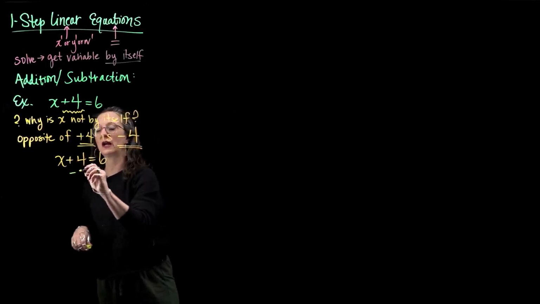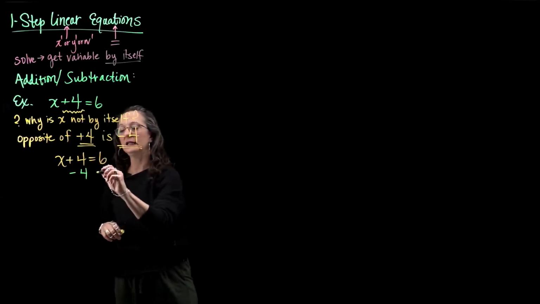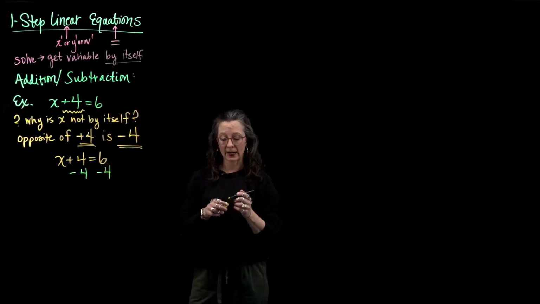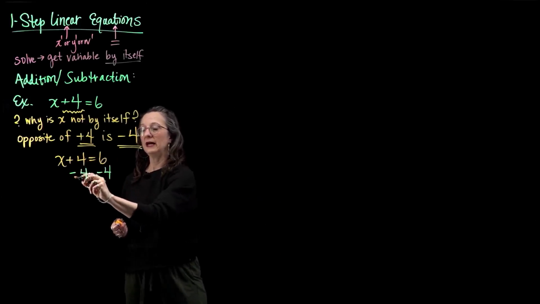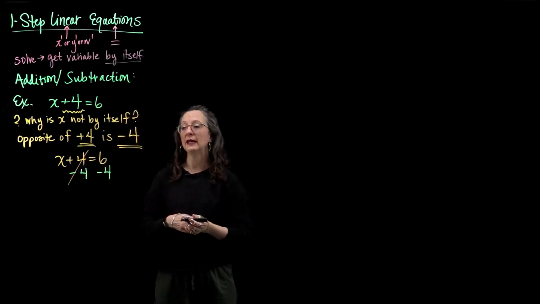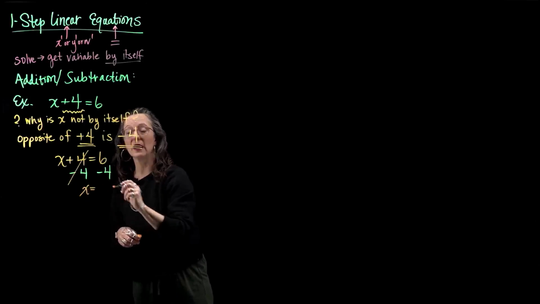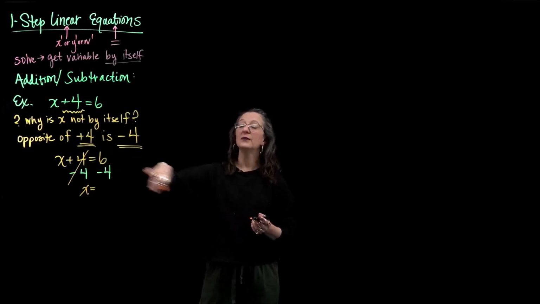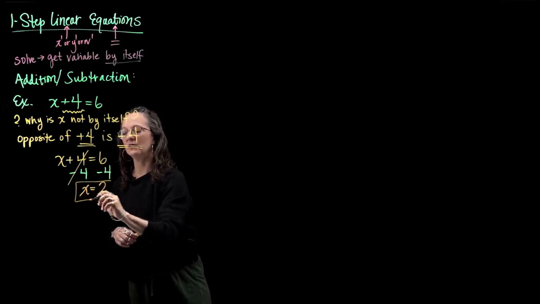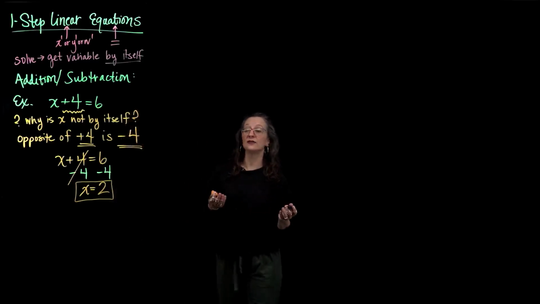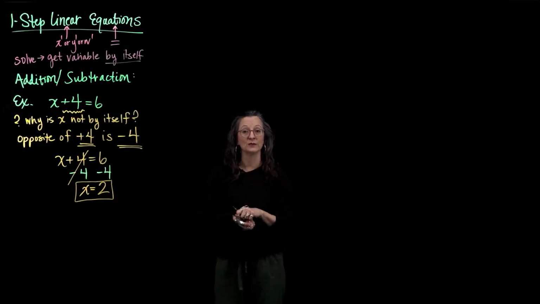So if I want to subtract 4 on the left-hand side to get rid of that plus 4, I need to also subtract 4 on the right-hand side. Now, plus 4 minus 4, that's just going to make 0. And I will be left with x plus 0 or just x on the left-hand side. On the right-hand side, I have 6 minus 4, which is equal to 2. Check it out. We've got our variable all by itself and equal to a value. So we have solved this one-step linear equation.